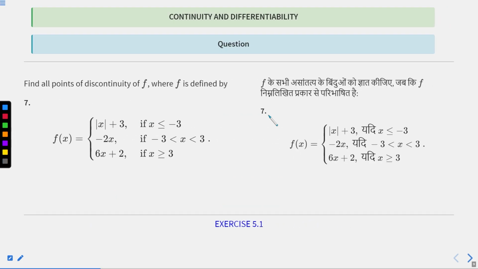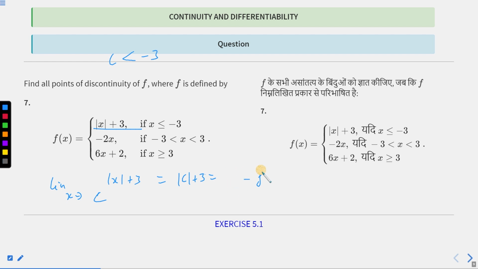Problem number 7 says the same thing: we have to find the discontinuity points. Okay, so if c is less than minus 3, then the limit as x tends to minus 3 will be, the f(x) will be this thing, mod of x plus 3. Sorry, f of c, this will be mod of c plus 3.